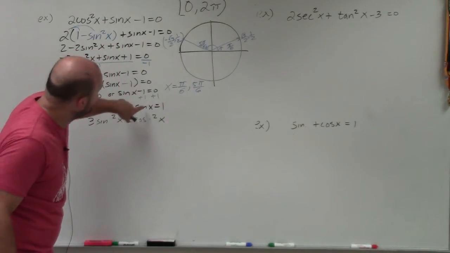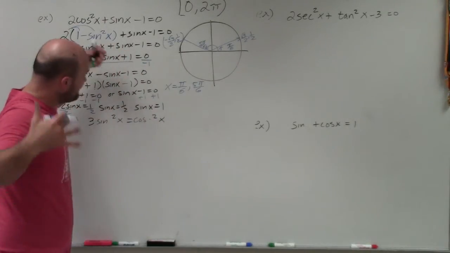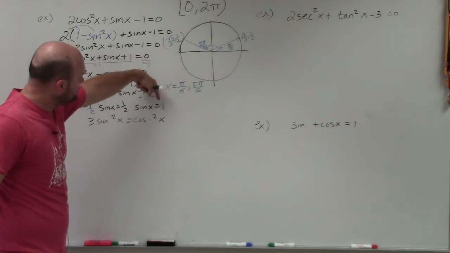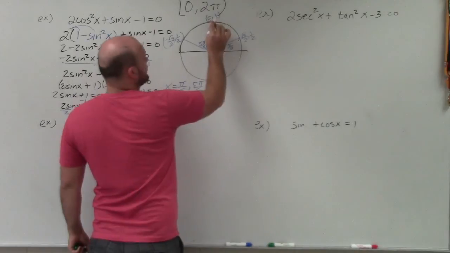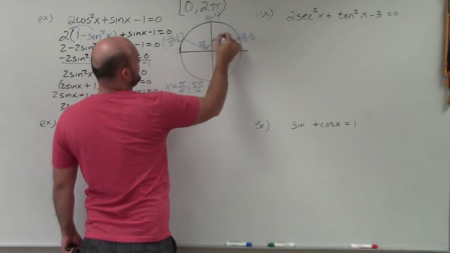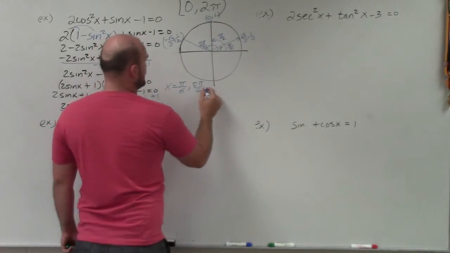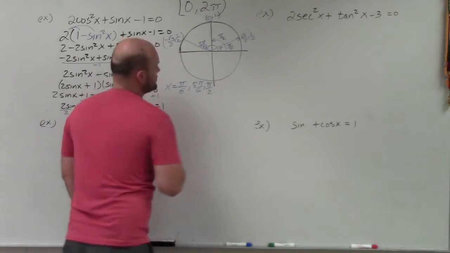Then we need to determine, well, when the sine of x is equal to 1. For what values does sine of x equal 1? Well, we have this coordinate point up here, 0, comma 1, where the y-coordinate is equal to 1. That angle is pi halves. So you could also say pi halves is your last solution.